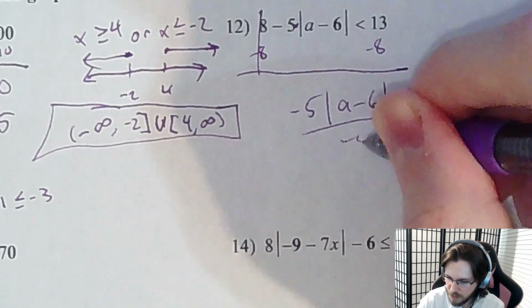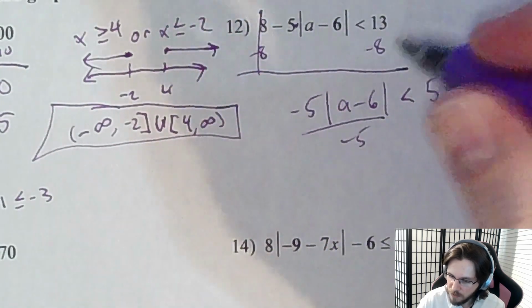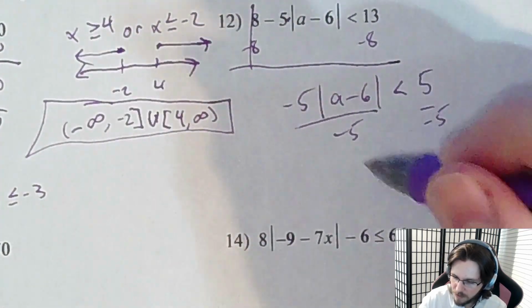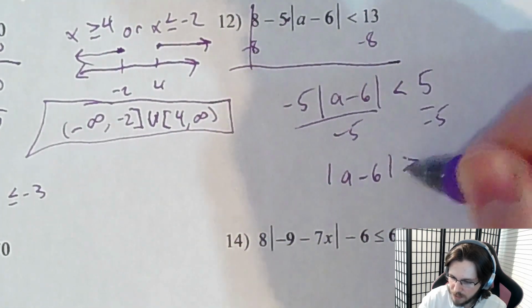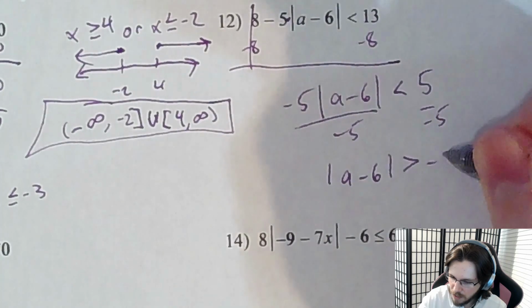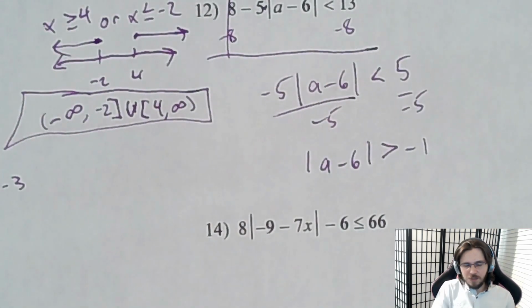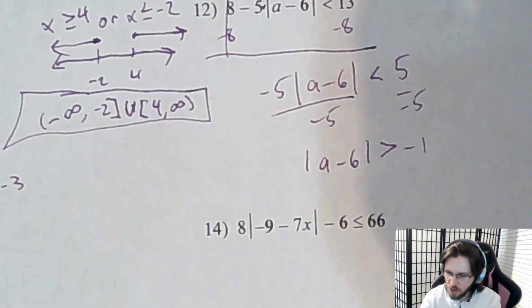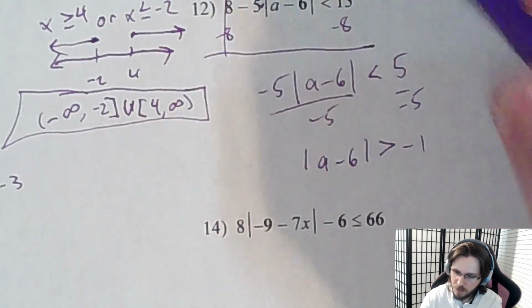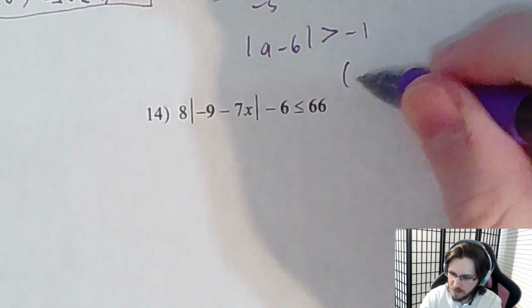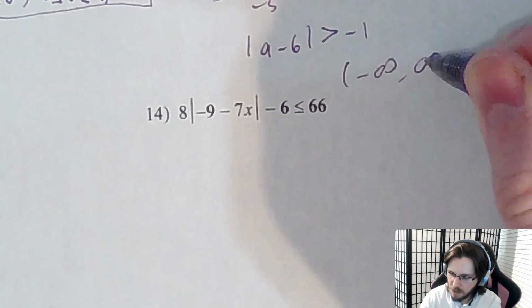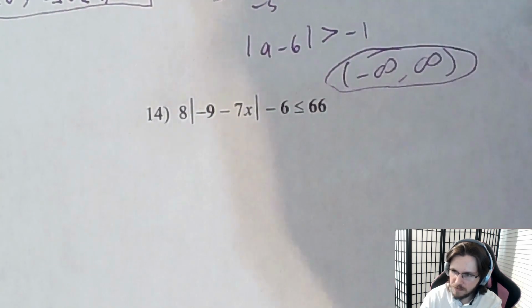Divide both sides by negative 5 here. When you divide both sides by a negative number, flip the direction of that sign, and you get negative 1. At this point, you have an absolute value is greater than a negative number, which is always true. The correct answer is all real numbers. To write all real numbers in interval notation is from negative infinity, comma, infinity.